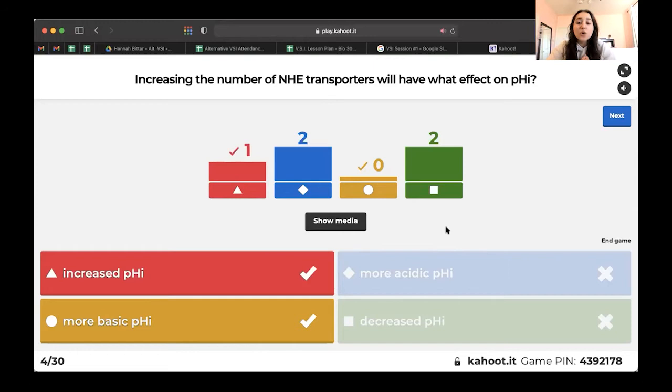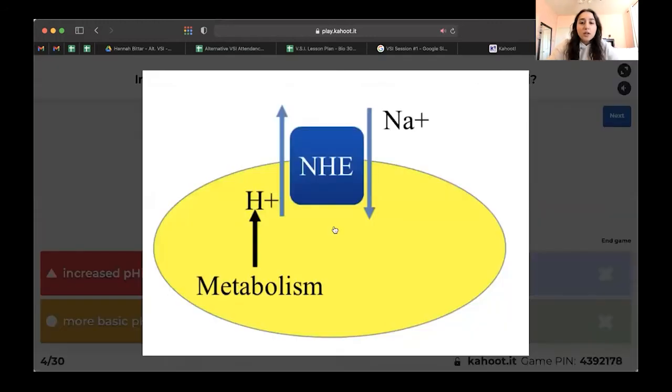Okay, so let's review this. Increasing the NHE transporters means we're going to have a lot of H plus leaving, because you see the arrow going out. So if we have NHE transporters, H plus is going to be leaving the cell a lot, and a lot of Na is going to be coming in. But here we're not concerned about Na because we're talking about pH, acidity, basicity. When we're talking about acids or bases, we're thinking of H plus because that determines the pH. And by the way, pHi just means the inside of the cell.